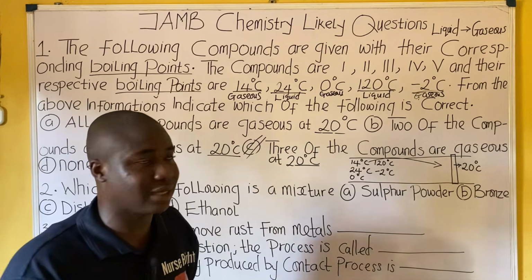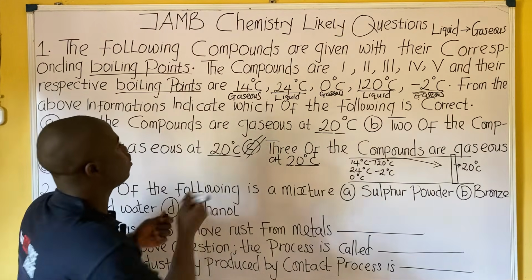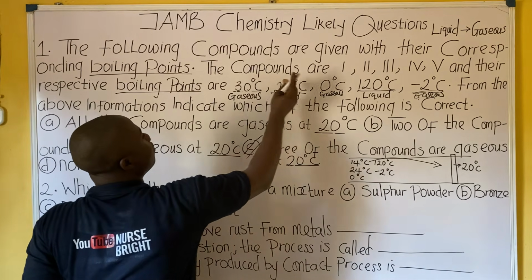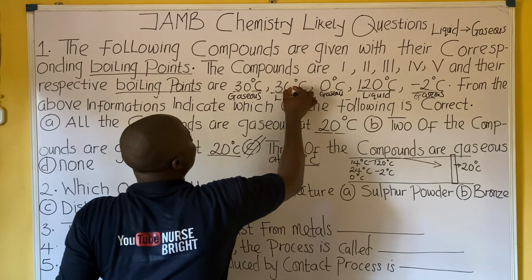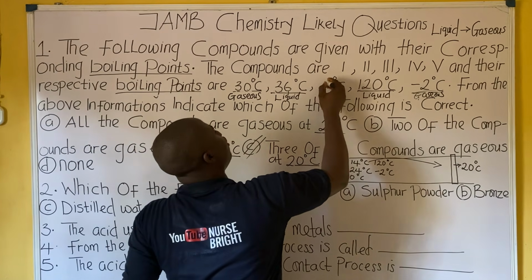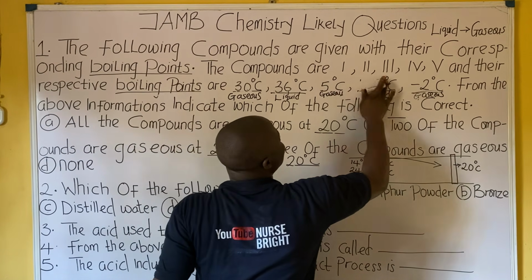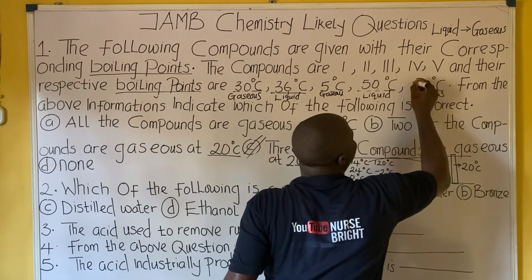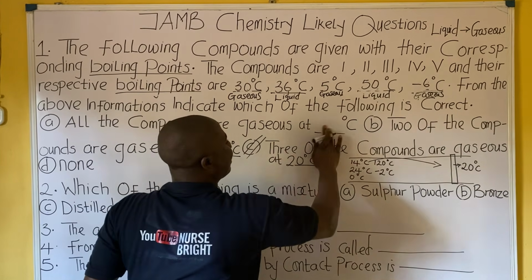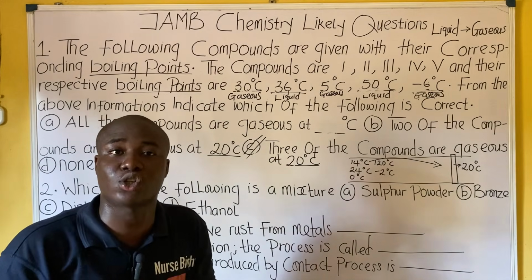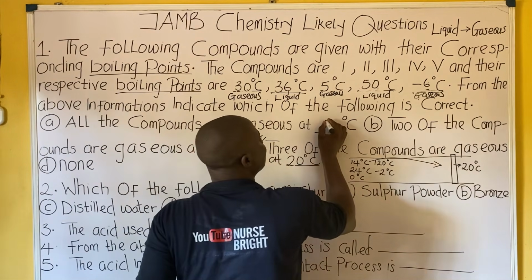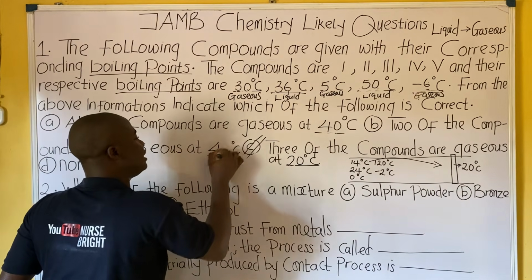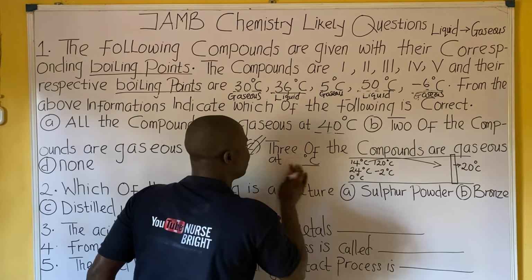Before we get into the next practice question, I'll give you one practice question. So let me just change the information. Let's say this is 30, or let's say this is 36. Let's say this is 5. Let's say this is 50, and then let's say this is -6, and the temperature at which the substance starts boiling, let's say it's 40. All right, I'm going to call it 40 degrees Celsius. So you should tell me the answer to this question.